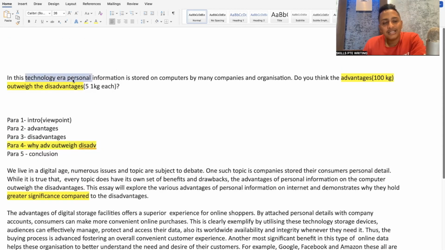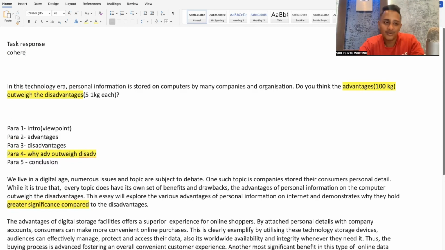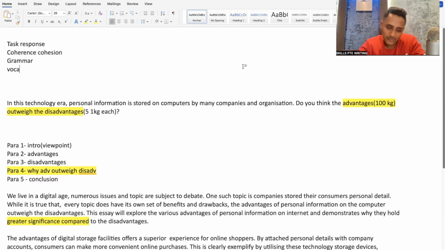All right, now let's understand the question. In this technology era, personal information is stored in computers by many companies and organizations. Do advantages outweigh disadvantages? Simple question, straightforward question. You get a lot of ideas, but it's not just the ideas that give you scores. It is the coherence and cohesion. Meaning, whatever idea you write, you need to expand it, you need to justify it. That's very, very important. Grammar and vocabulary have their role to play as well.